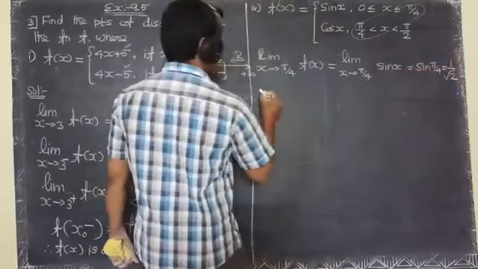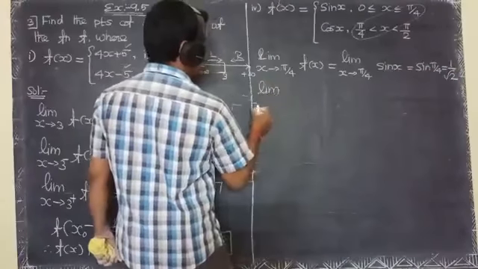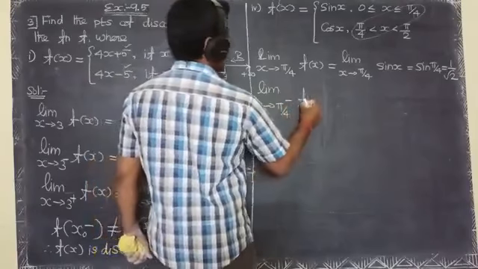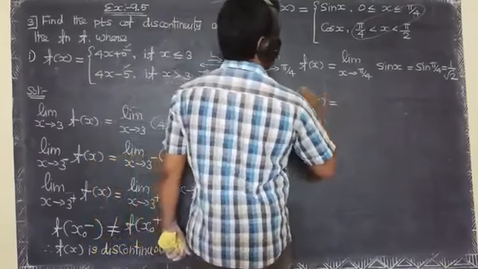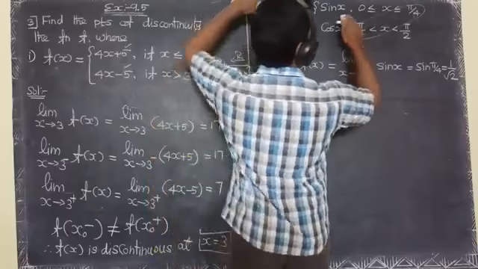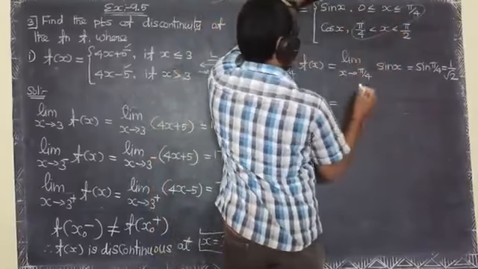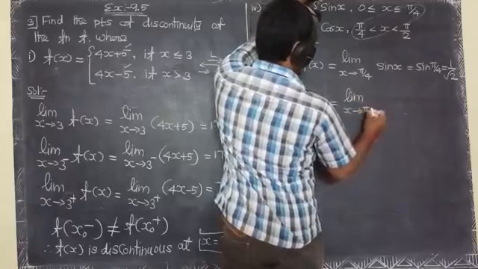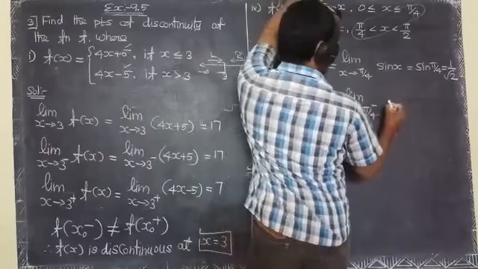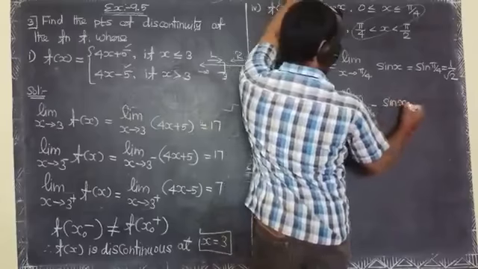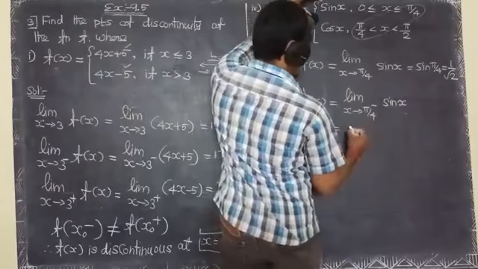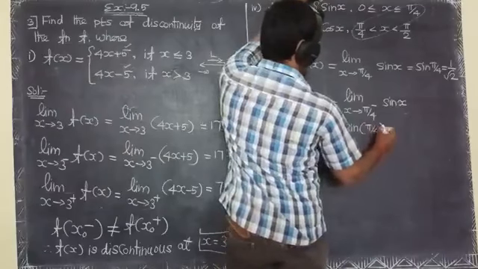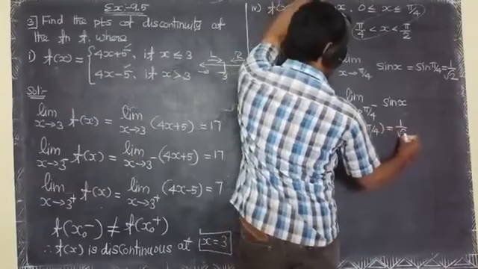Limit x approaches pi by 4 minus means approaching from the left-hand side. From the left-hand side means using this function. Limit x approaches pi by 4 minus, the function is sin x. Replace x equal to pi by 4 in the function, that is sin of pi by 4. The value of sin pi by 4 is 1 divided by root 2.